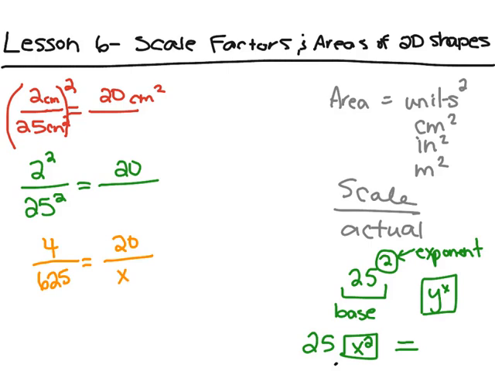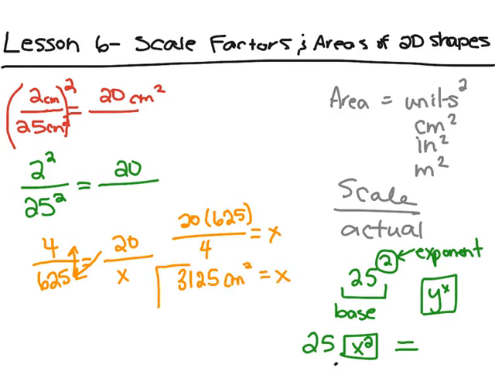So we need to figure out how big this kite is going to be and how much fabric we need for it. We're going to cross multiply, so 20 times 625, and divide by 4. You type that into your calculator and you should get 3,125 centimeters squared. So that's how much fabric you need for your second kite.